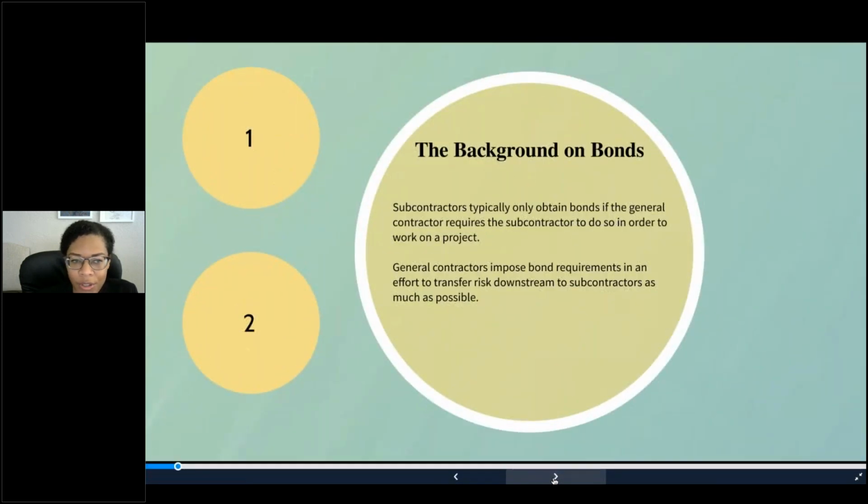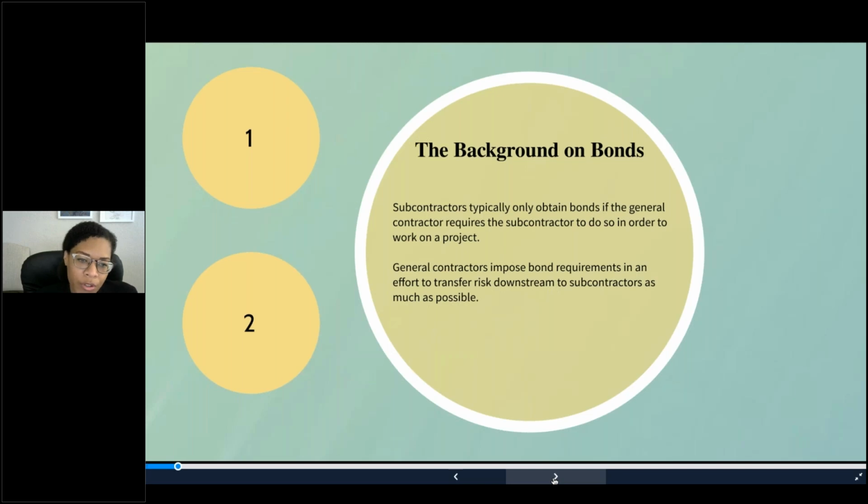Okay, subcontractor bonds. When working with larger general contractors or projects, a subcontractor may be required to obtain bonds. Usually, subcontractors only obtain bonds if the general contractor requires the subcontractor to do so in order to work on a project. The bond requirements are going to be located right in the subcontract agreement itself, so it is very important to review those terms and make sure you fully understand what's required. Additionally, the general contractor can provide some guidance on the logistics of actually obtaining the bond necessary.